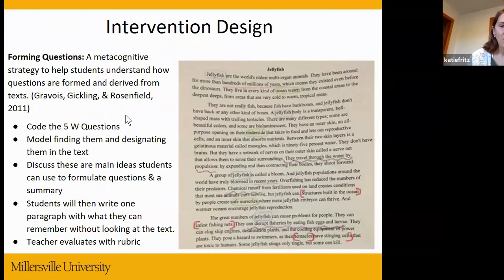Then you show them that you're going to designate the who with a blue box. As Vanna White here is so nicely showing you, the blue box is around the jellyfish because that's the who in that first sentence.